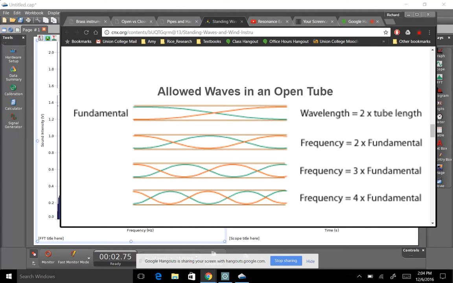But there's the displacement idea. Displacement is the motion of the molecules. If I have an open end like this, can the molecules move at the open end? Yes, they can. So the molecules will definitely not have a displacement node because they can be moving in and out. And it turns out because it's an open end, it's going to be a displacement antinode for the motion.